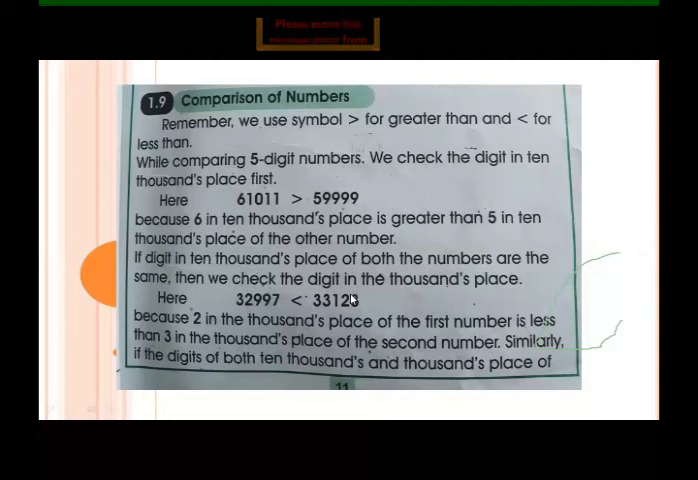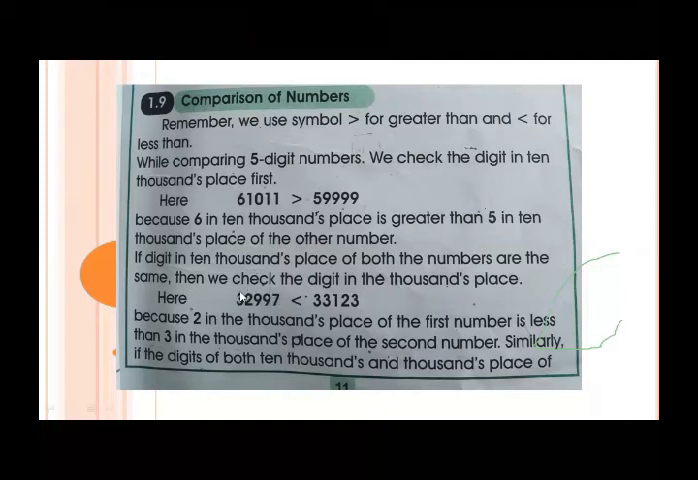Starting from here: units, tens, hundred, thousand, 10,000. Here you see that the 10,000 number of both is the same, 3 and 3. What do we have to do now? We have to check the thousand place number. Here the thousand place number is 3 and here the thousand place number is 2. So obviously 3 is greater than 2. So we put this sign at 3.